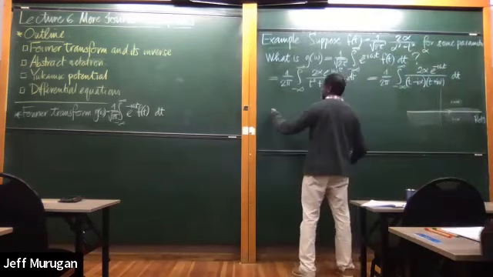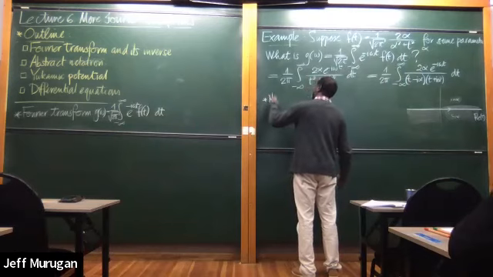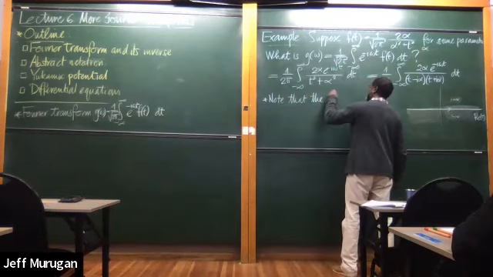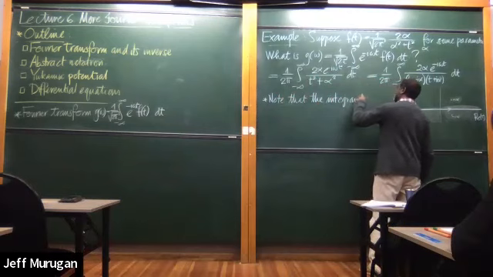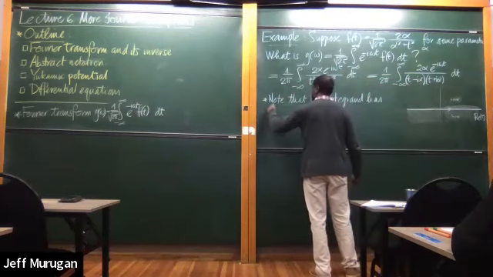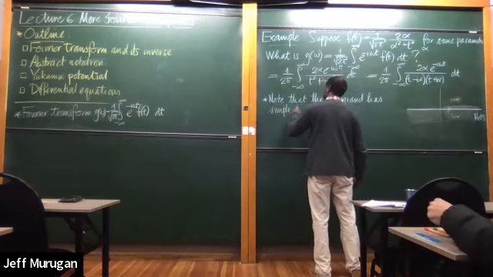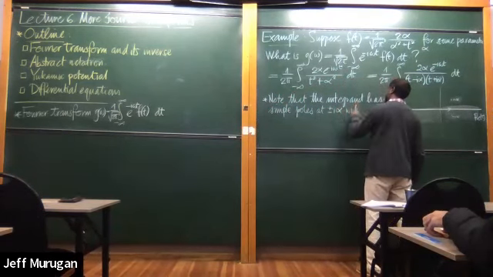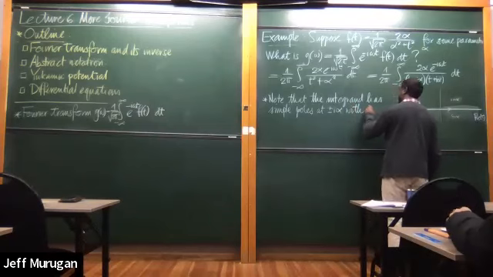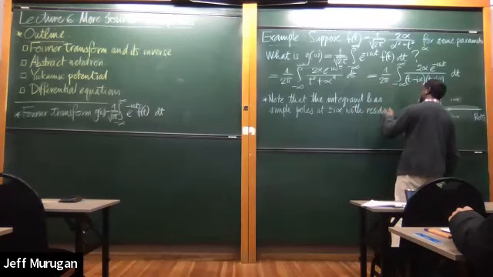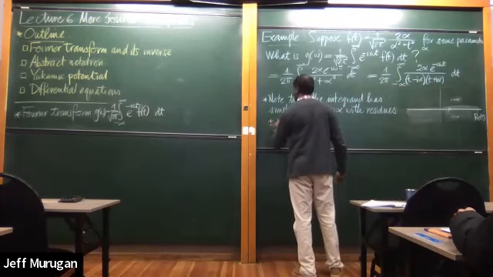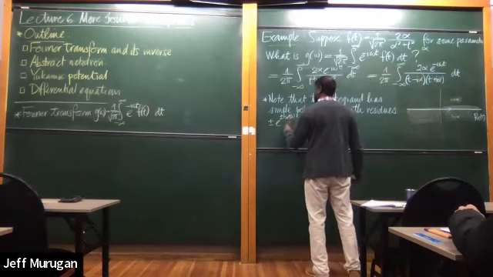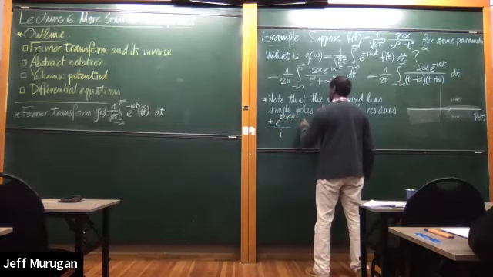So note there that the integrand has simple poles at plus or minus i alpha with residues plus or minus e to the plus or minus alpha omega over i, respectively.